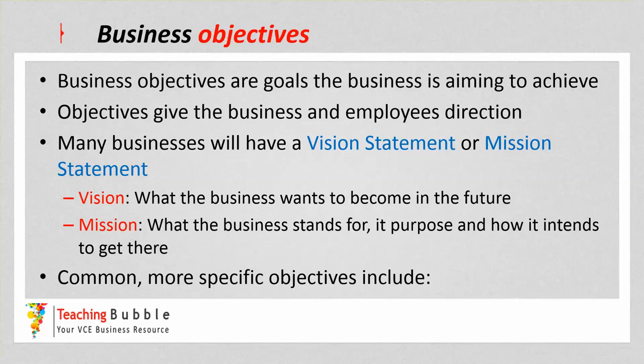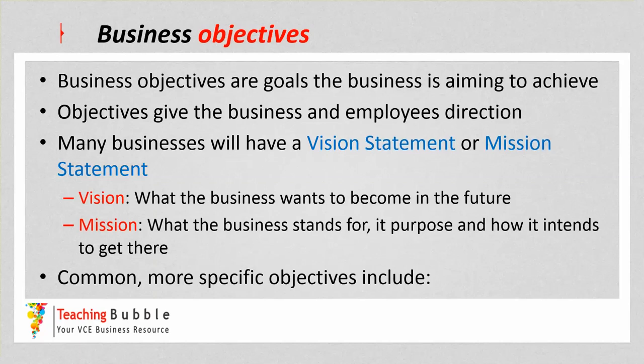In this video, we're going to look at business objectives, which are the goals that the business is aiming to achieve. Now, those objectives can be really long-term objectives, medium-term, or even short-term, that sort of day-to-day objective, which helps the employees know exactly what they're trying to achieve on a particular day.